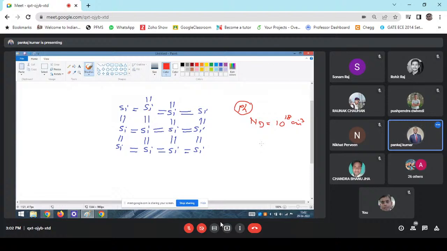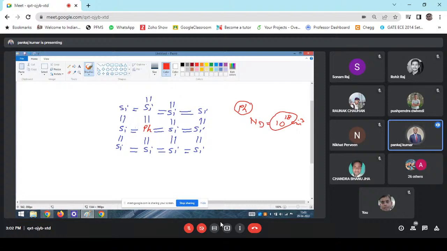What does that mean? This means that this many phosphorus atoms per centimeter cube are mixed with the silicon. So this phosphorus atom will replace a silicon atom. Similarly, all these phosphorus atoms will get placed somewhere in the lattice.